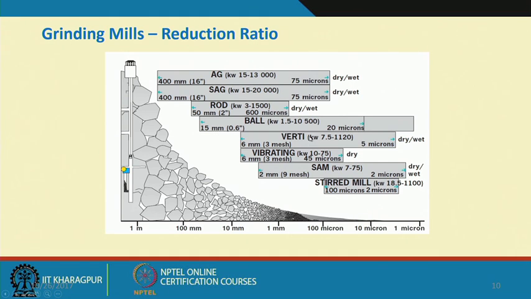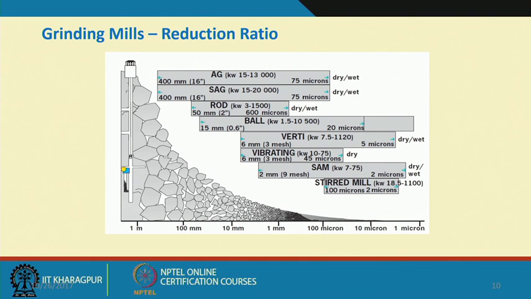There are vertical mills, we have not discussed it. It can give you from 6 millimeter to 5 microns. Vibrating mills we also had not discussed, 6 millimeter to 45 microns, like stirred mill from 100 microns to 2 microns. So, how do I select these mills?